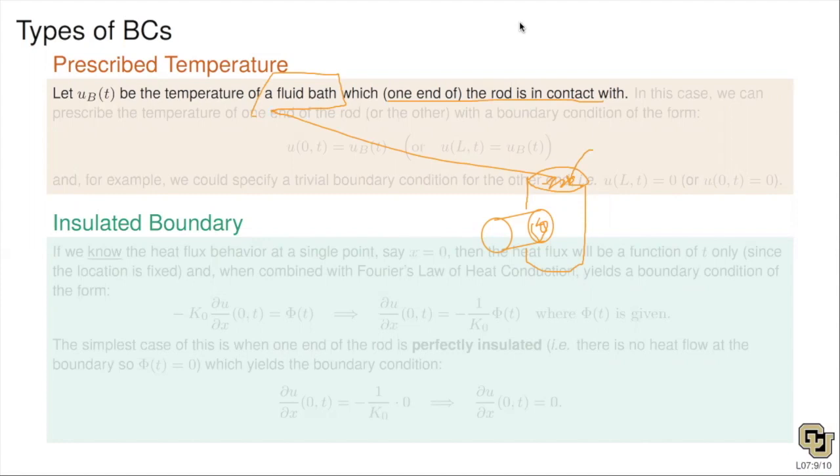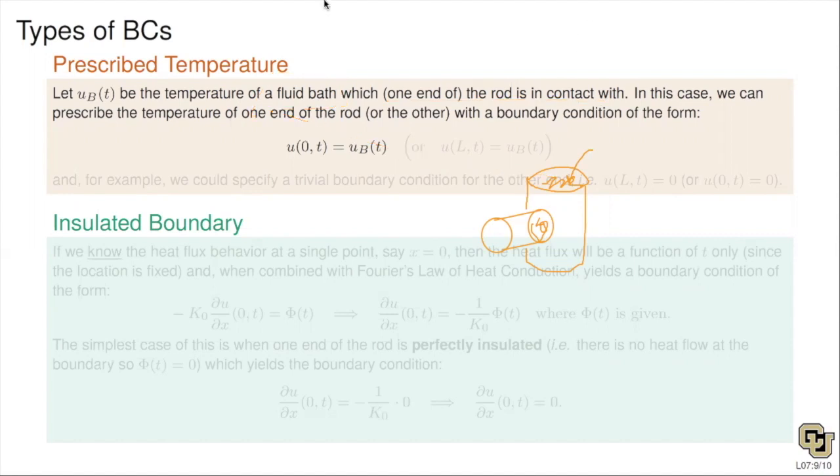Okay, so in this case, we can tell you what's going on with the temperature on one end of the rod. And so you can give a boundary condition like this. So here we're looking at this right here. In words, this says the temperature at the left end of the rod for any time t is being described by the function on the right-hand side, which we presumably know. So this information would be known. Presumably we know what's going on with the temperature of the bath because we're controlling it.